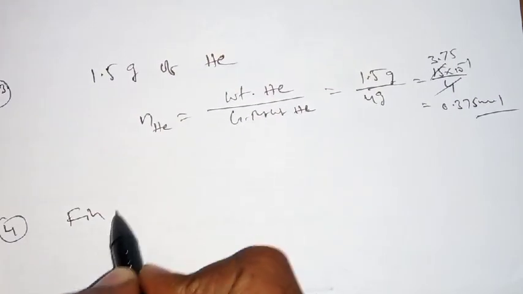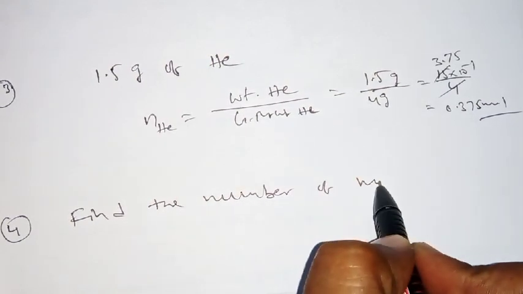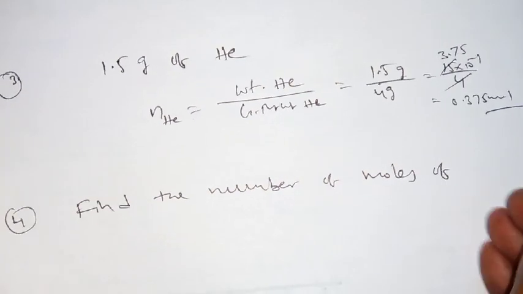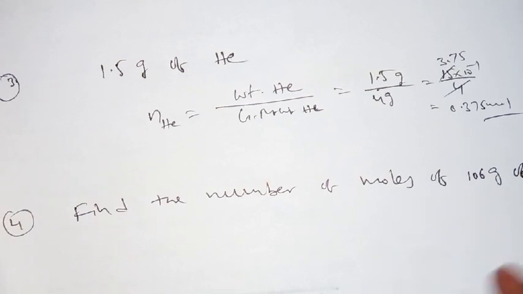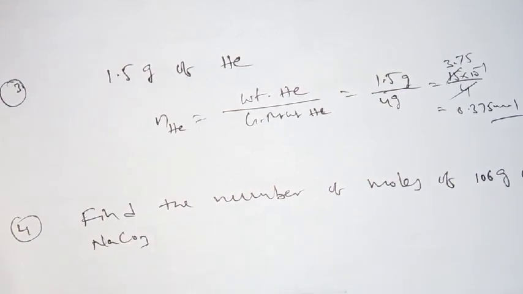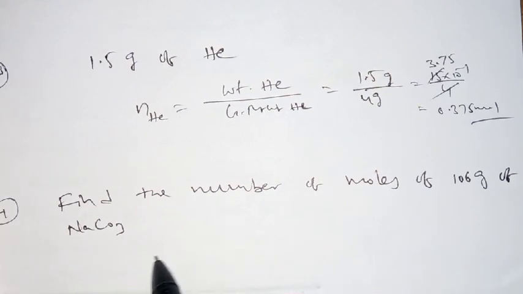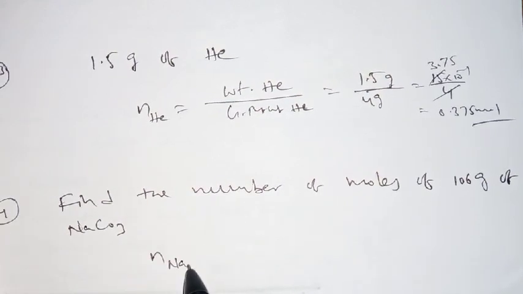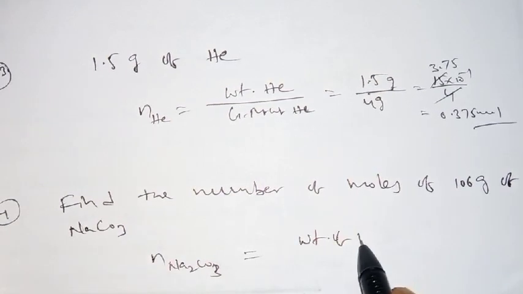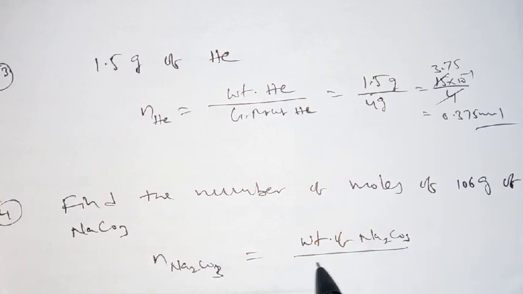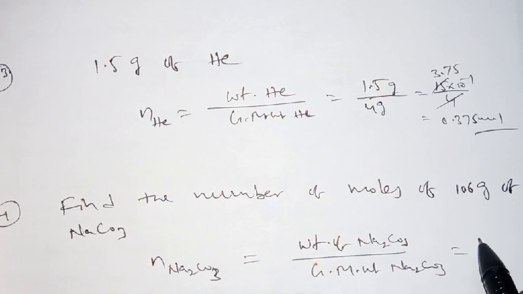Find the number of moles of 106 grams of sodium carbonate. Is it okay? So first of all, what is the formula? Number of moles of sodium carbonate, Na2CO3, is equal to weight of Na2CO3 by gram molecular weight of Na2CO3. Weight of Na2CO3, how much is given?